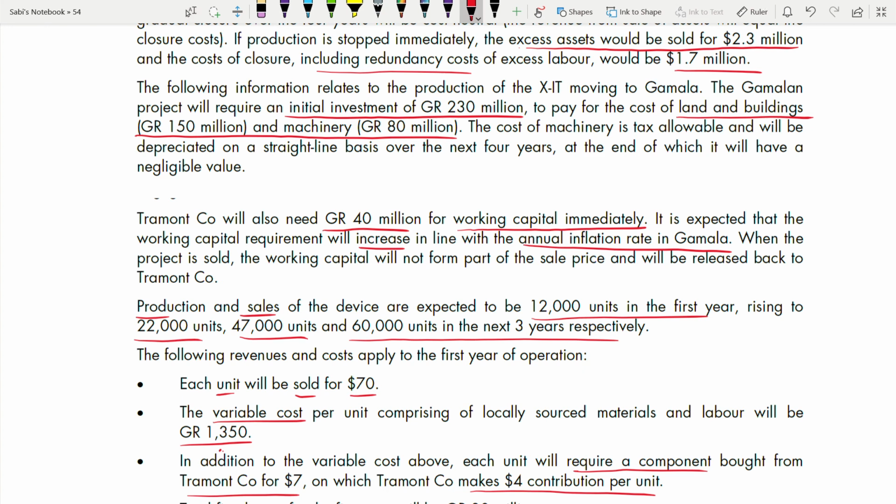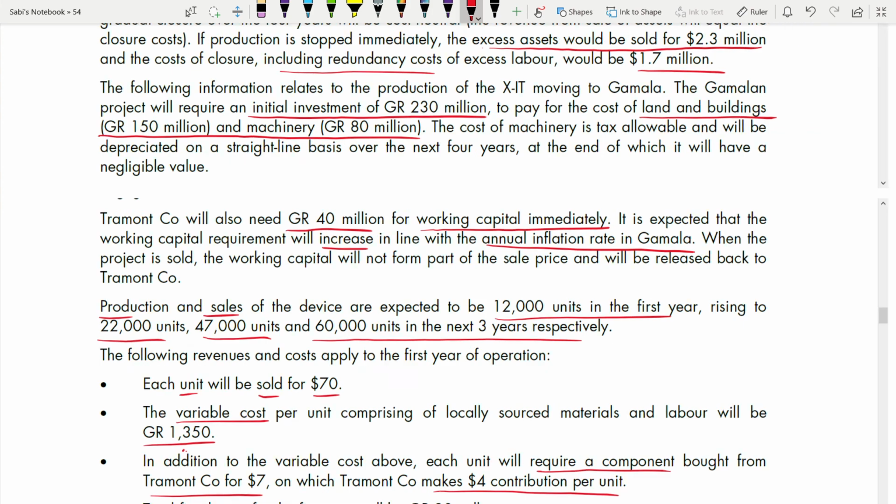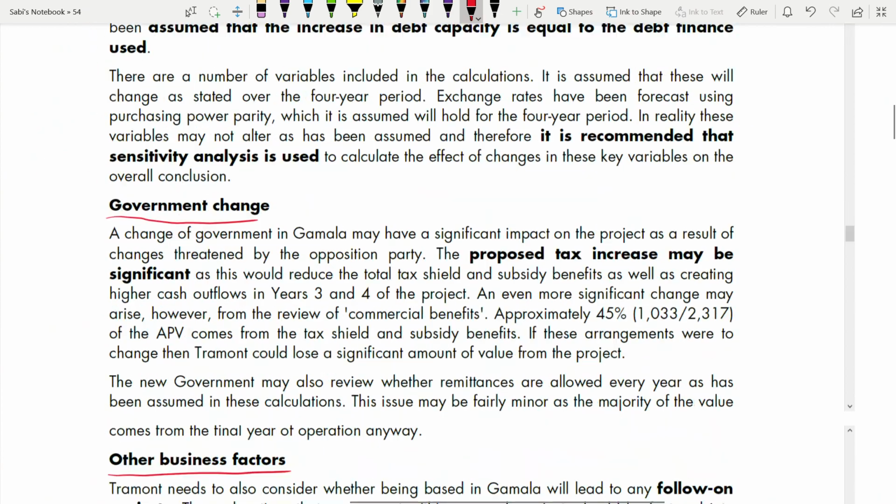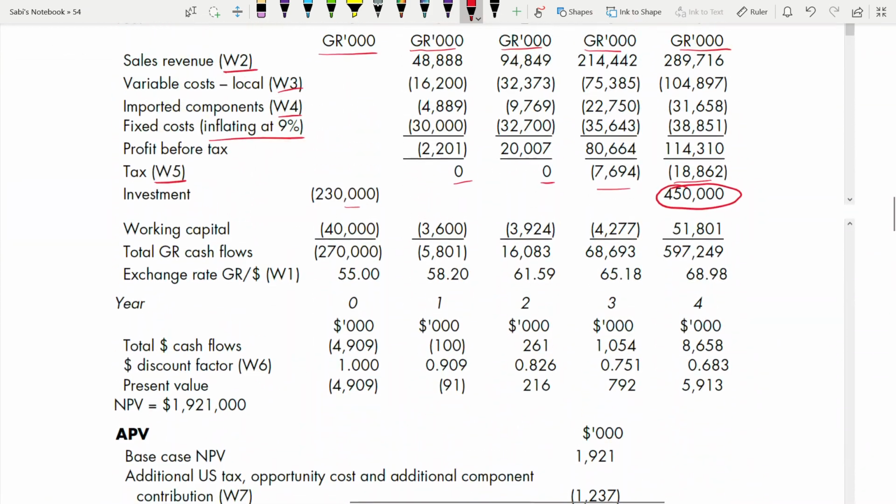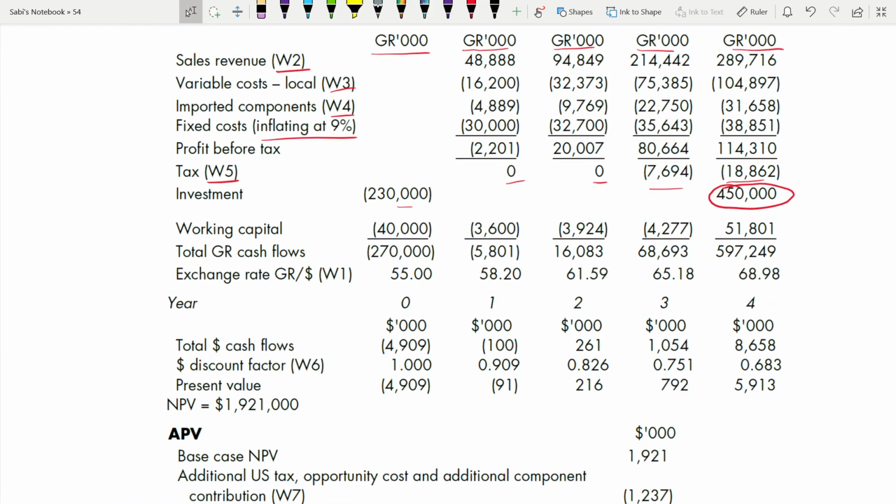It is expected that the working capital requirement will increase in line with the annual inflation rate in Gamala. So what is the annual inflation rate in Gamala? It is 9%. Okay, so when you find 9% of 40,000, you will get 3,600 in year 1. That's how you are getting the first year annual working capital.